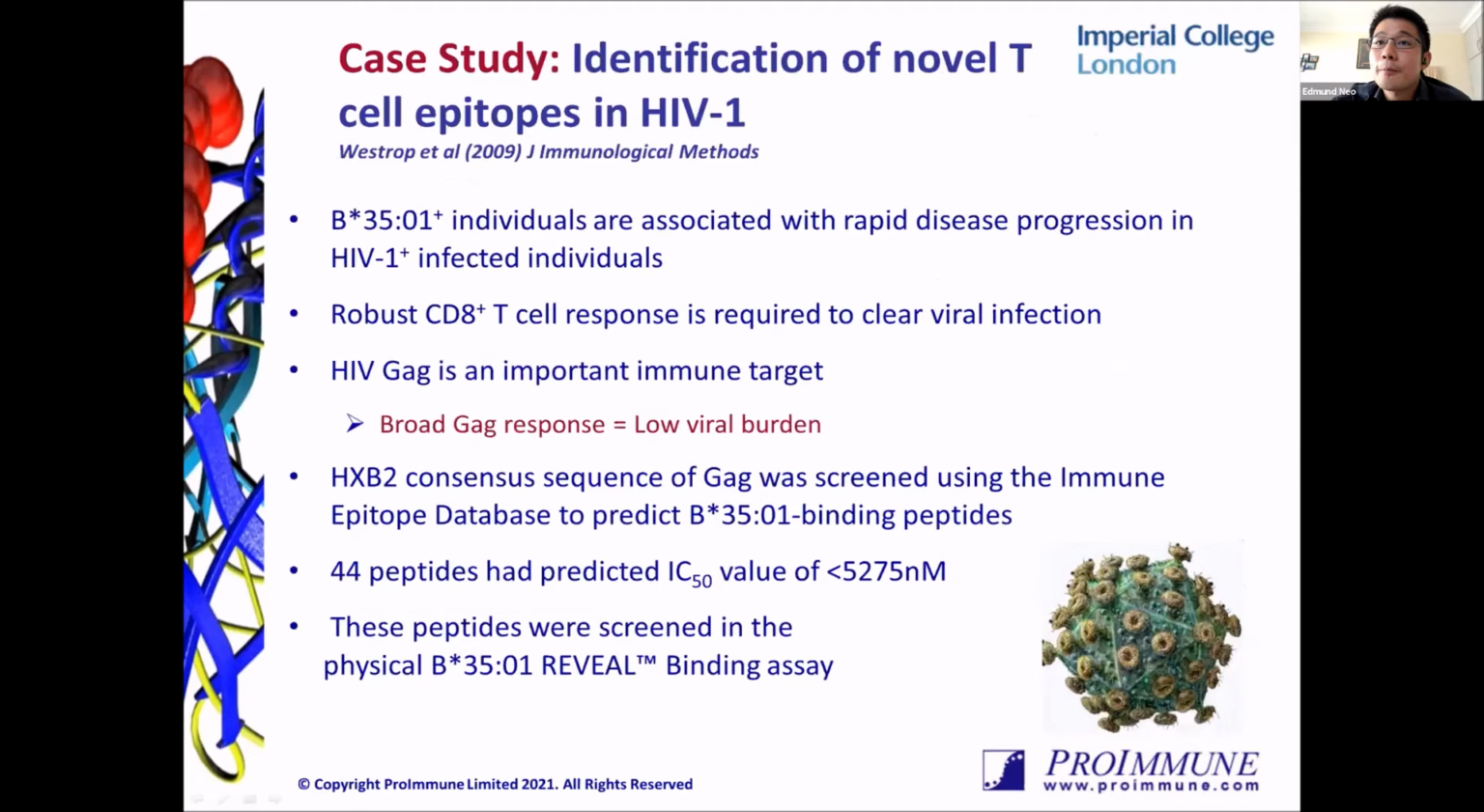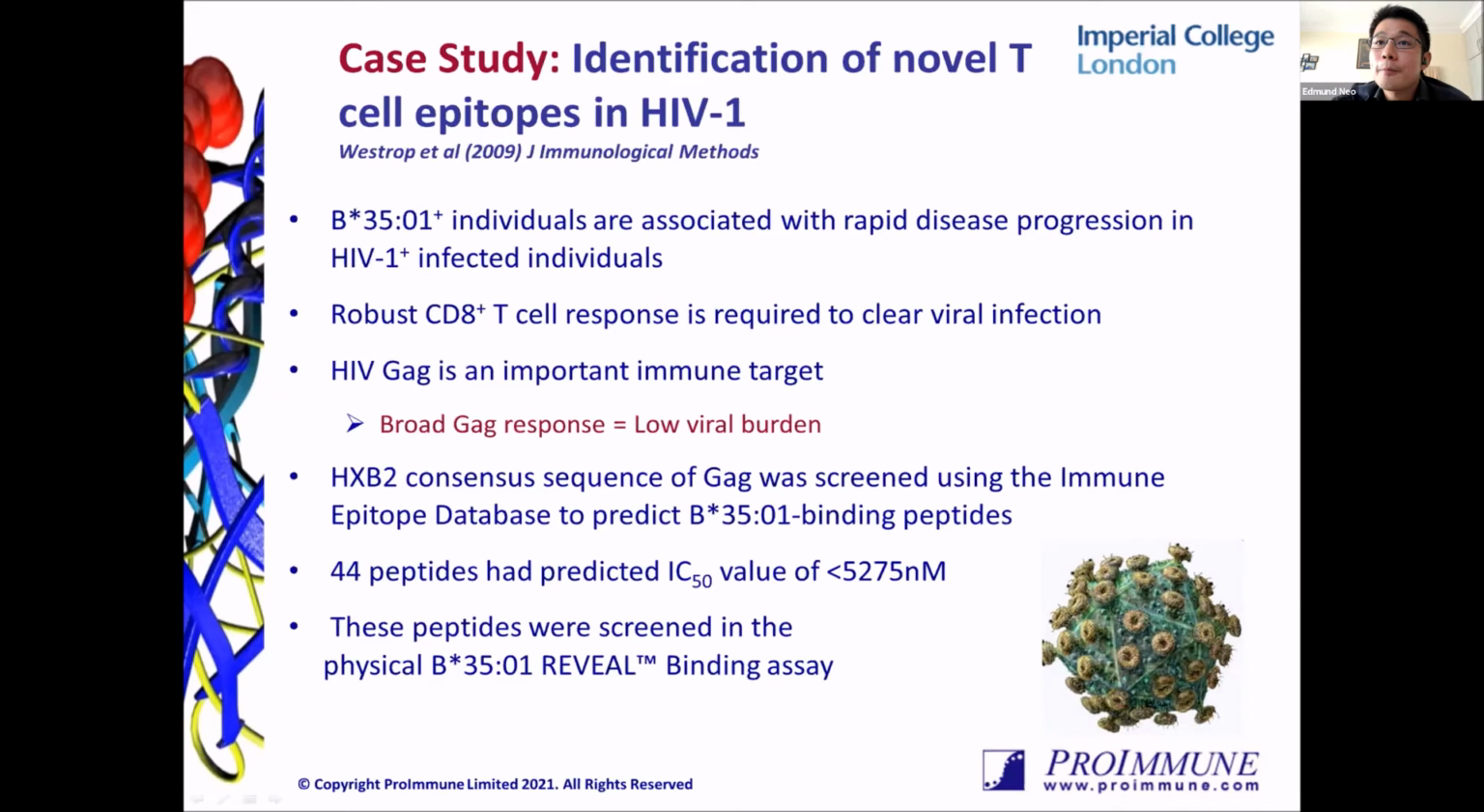So looking into HIV instead of viral hepatitis, here is a case study published by Imperial College London that deployed the ProImmune REVEAL binding assay and successfully identified T cell epitopes for HIV-1. Since B3501 positive HIV-1 infected individuals are associated with rapid progression, a robust CD8 T cell response is required to clear viral infection. We know that HIV gag is an important immune target, so if we could achieve a broad gag response, there will be a lower viral burden.